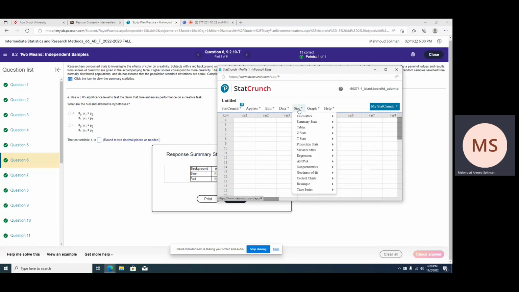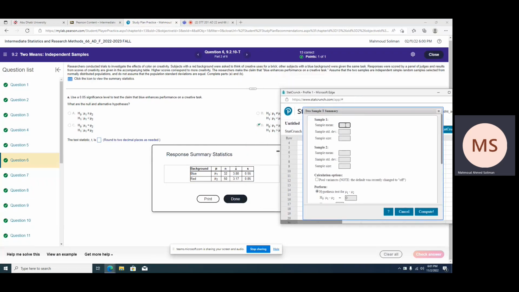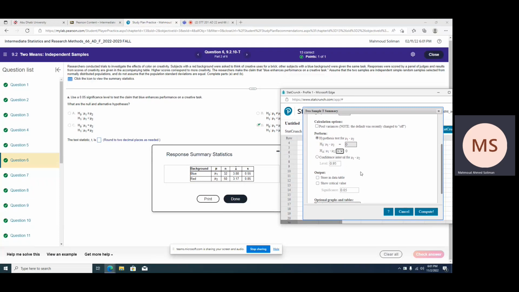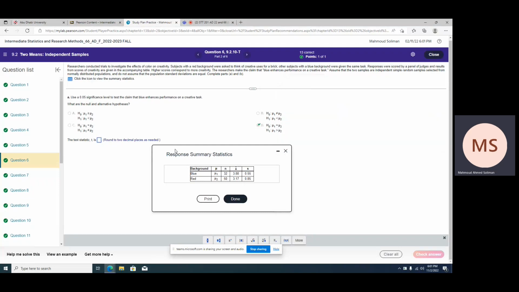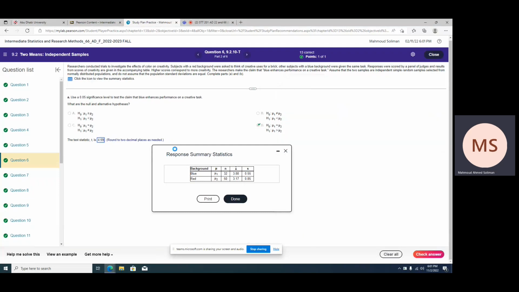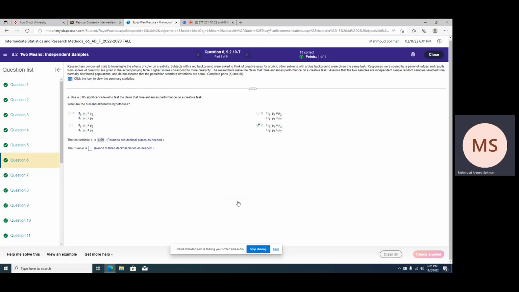So we'll close the old one, Stats, T Stats, Two Sample, and Summary. Yes. So we'll put U1, blue, 3.88, standard deviation 0.55, 32, 3.17, 0.84, 50. And then here we need to put greater than, compute. So we will copy T stat, and then okay, okay, done.